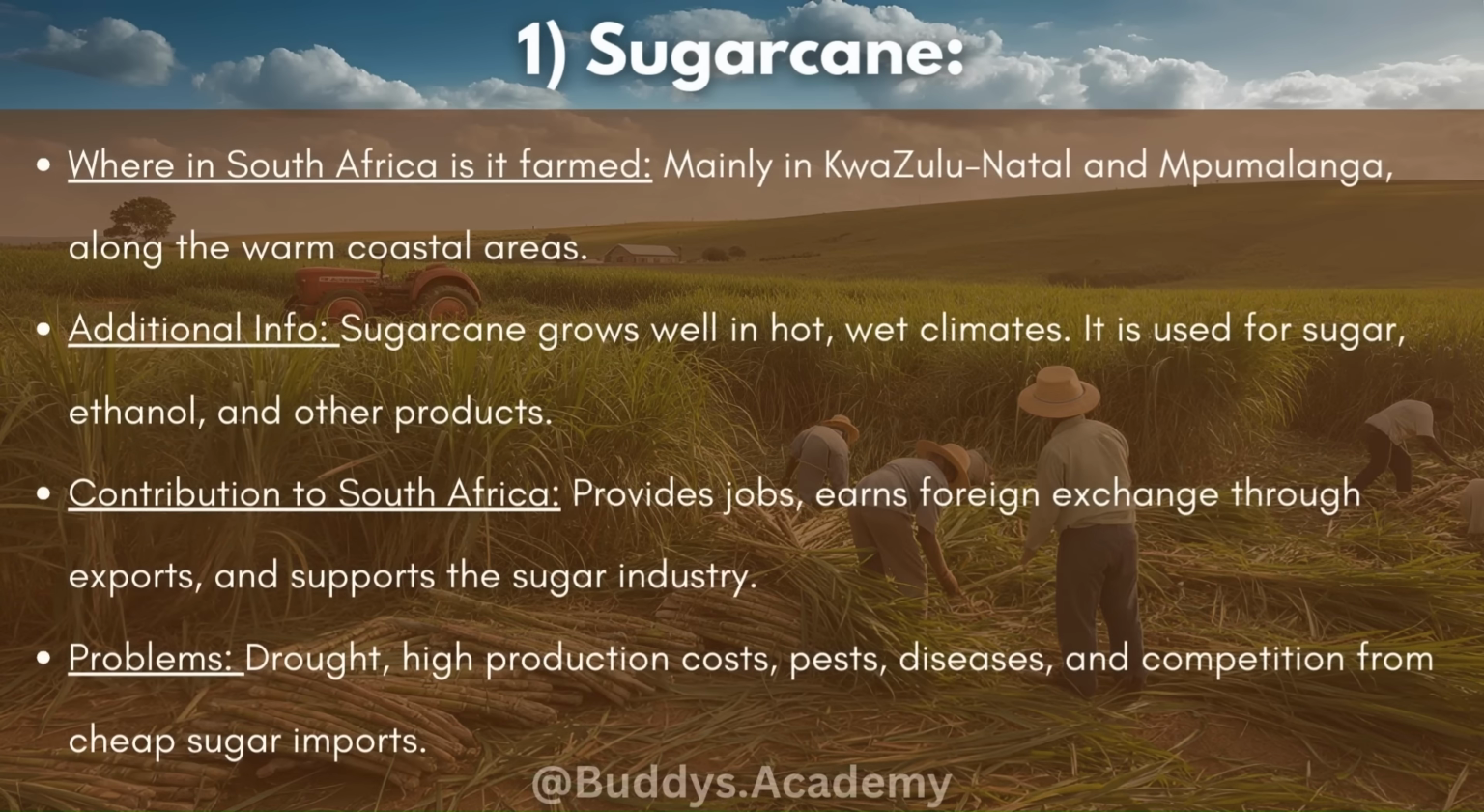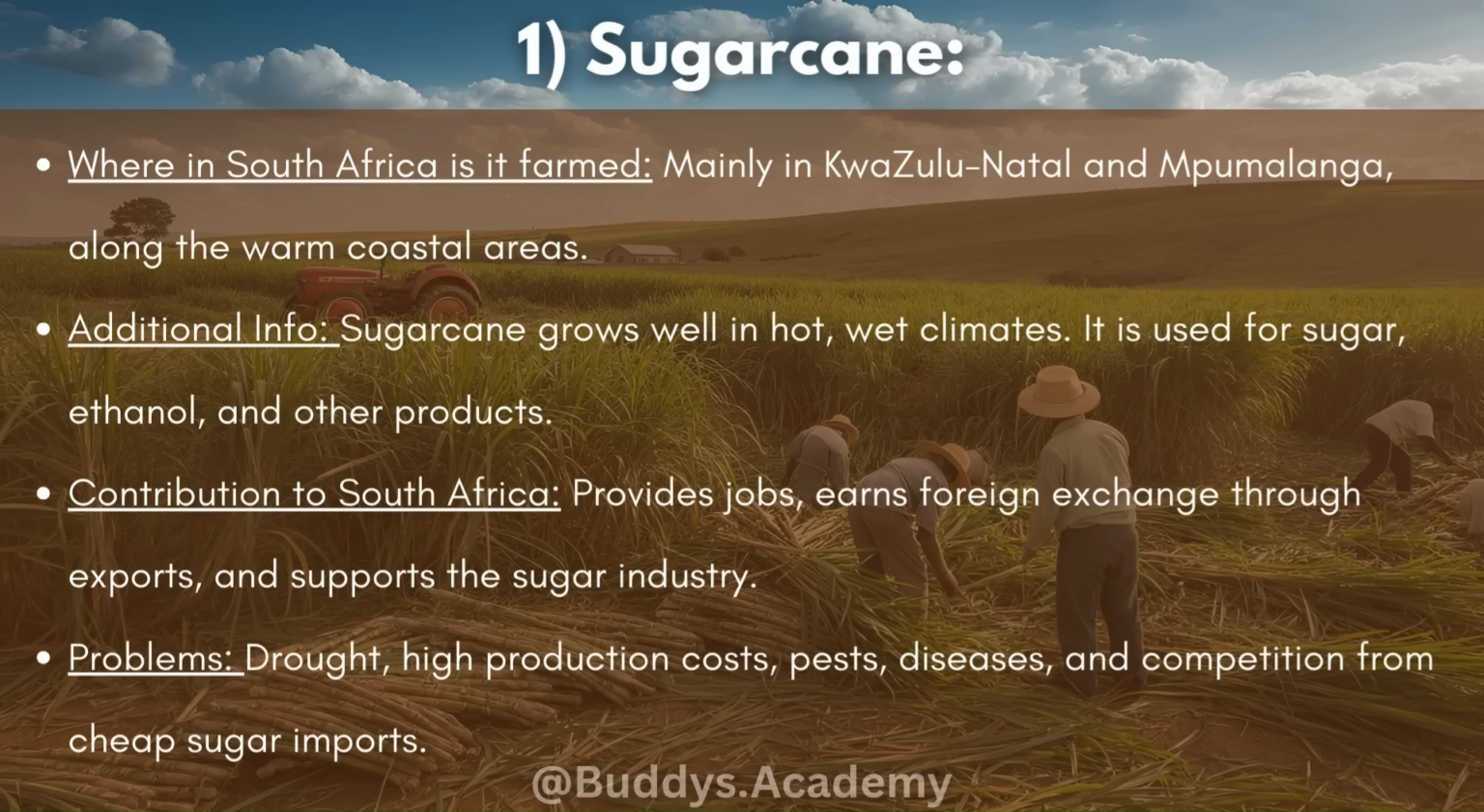Now, in terms of agriculture, the three main products that are going to be produced in South Africa will be cattle, maize, and sugarcane. So let's look at sugarcane first. Where is sugarcane going to be farmed in South Africa? It's going to be mainly farmed in KZN and Mpumalanga along the warm coastal areas. Now, sugarcane is going to grow well in hot, wet climate, and it's going to be used for sugar, ethanol, and other products.